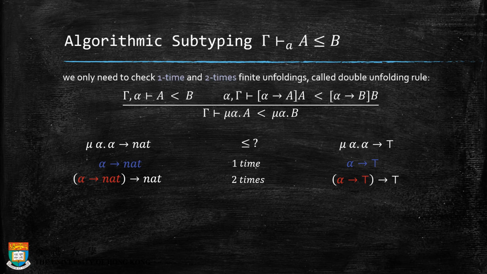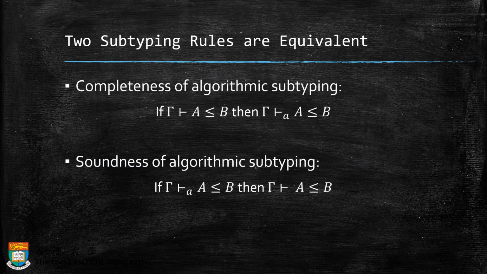Our new algorithmic subtyping says we only need to check 1 time and 2 times final unfoldings. We call it the double unfolding rule. It's much simpler and more natural. We prove that these 2 subtyping rules are equivalent. Both declarative and algorithmic subtyping are sound and complete with respect to each other.